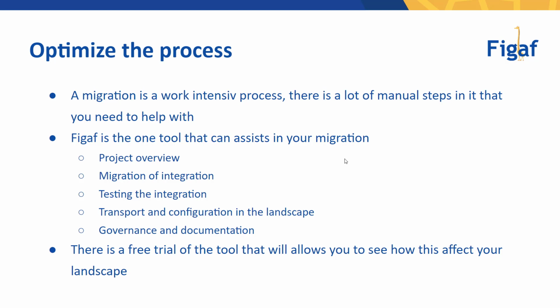So we have a project overview that gives you an overview of your migration projects. There is, obviously, the assessment that you can get. There's a migration of ICOs, where you can take an ICO and convert it directly. There's the testing part. There's transport and configuration in the landscape, and then obviously we have governance and documentation, support, monitoring. All of this is a part of such a delivery organization.